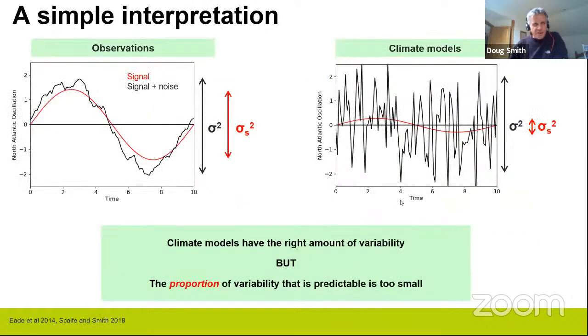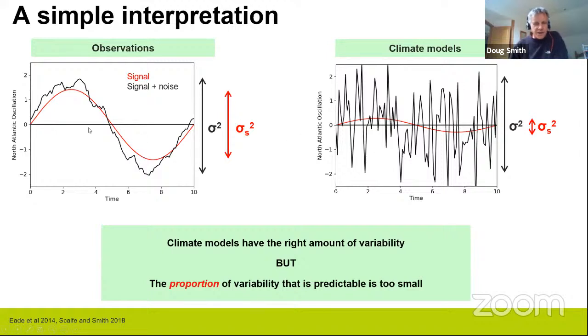So although we called it a paradox, there's actually quite a simple interpretation of this. In this schematic, the red curve shows an idealized signal. That's what we're trying to predict. This is the predictable component, if you like. And on top of that, there will be some noise to give us the black curve, such that the total variance, sigma squared, will be bigger than the variance of the predictable component, okay?